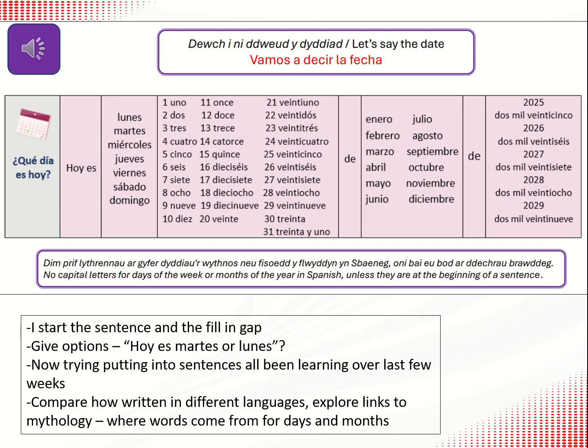And with something like this, with the sentence builders, I might start the sentence and they fill in the gaps. So I might say something like, if we're saying today is, and saying the day of the week, the full date, I might say hoy es martes. I might miss out the number, de marzo de 2026, and they have to tell me the number I missed out. I could give them options. Is today Tuesday or Monday? Hoy es martes or lunes, and so on.